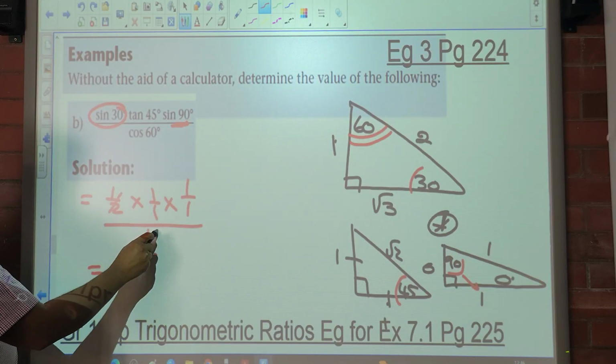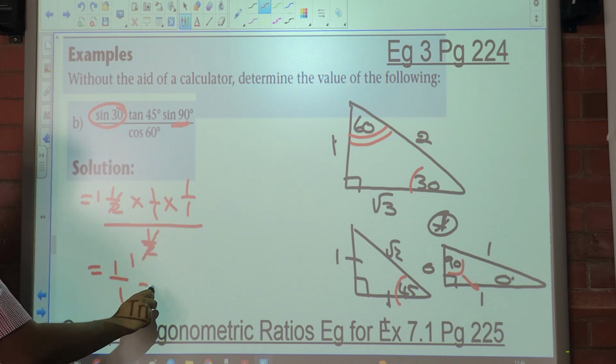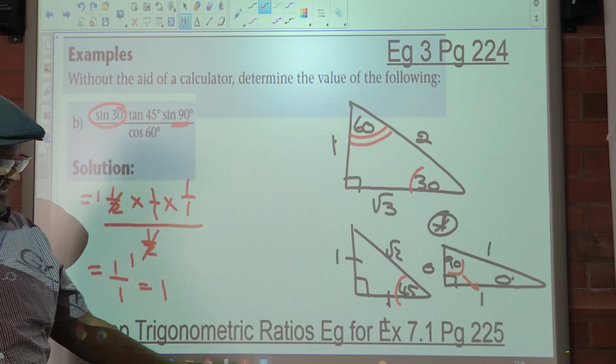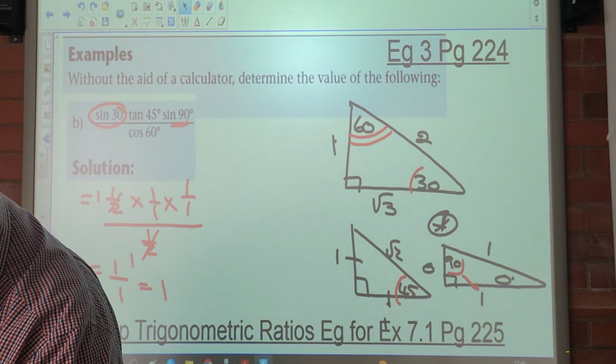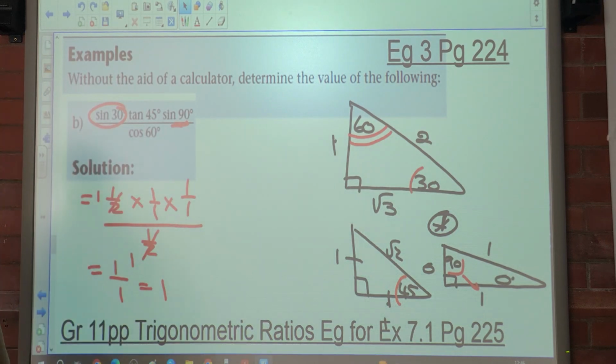Half goes into half once, so it's simply 1 over 1. You all agree with that? Choose an answer. Is there any confusion there? Okay. So with that, you should have been able to do exercise 7.2.